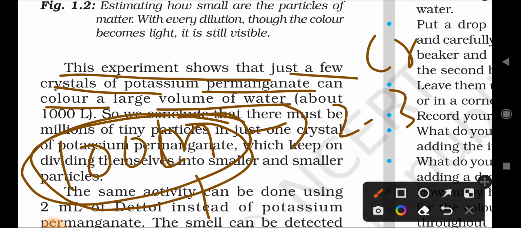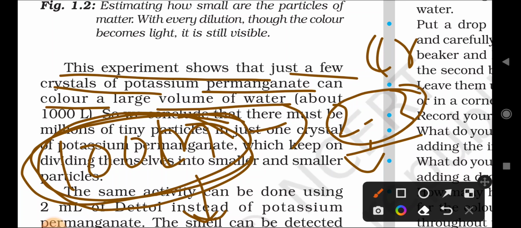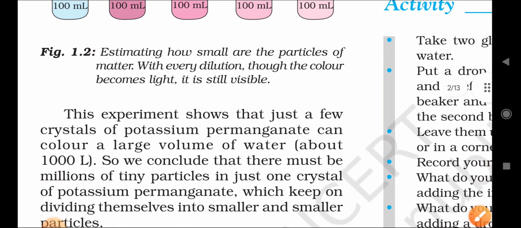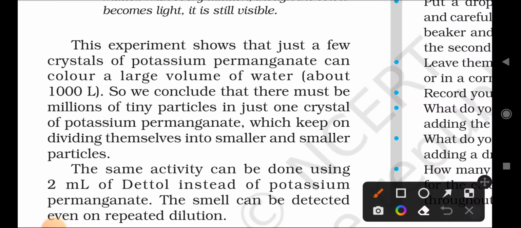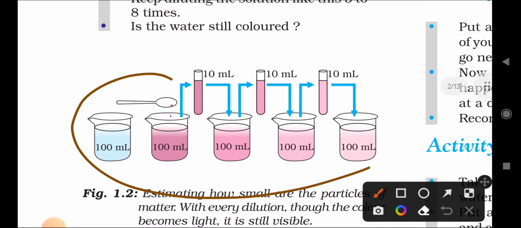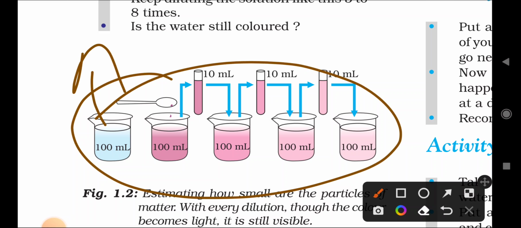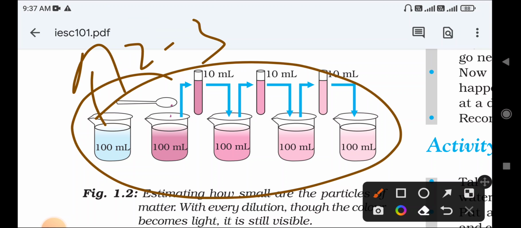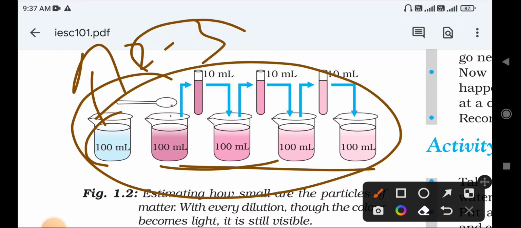the content of water is largely more compared to the content of potassium permanganate. Only 2-3 crystals of potassium permanganate are taken, but the water taken is 1000 ml, right? 1000 ml we have taken water. So in this experiment, we have taken only 100 ml of water. In that we are adding 2-3 crystals of potassium permanganate. Still the water has the greater concentration, and the potassium permanganate is very small in concentration. Still it is mixing with the water and giving color to the solution.